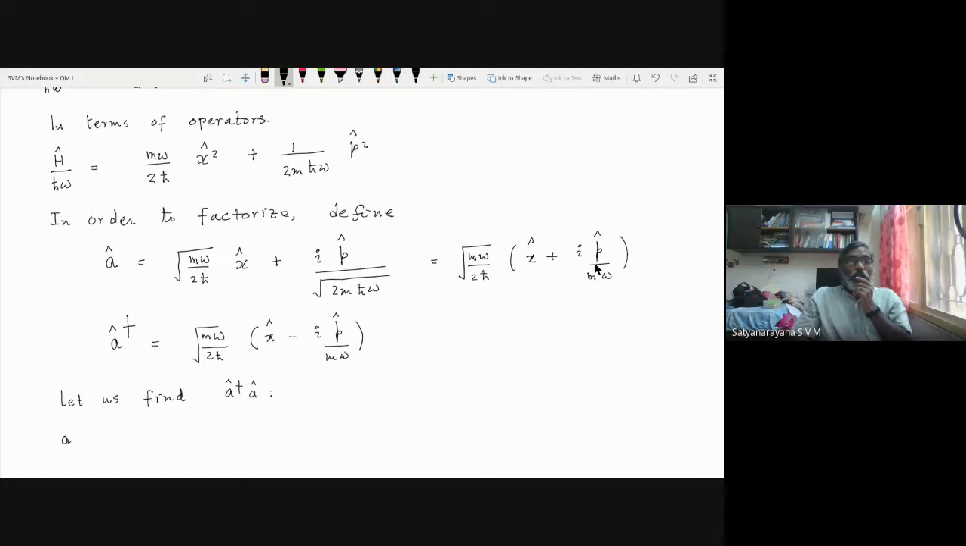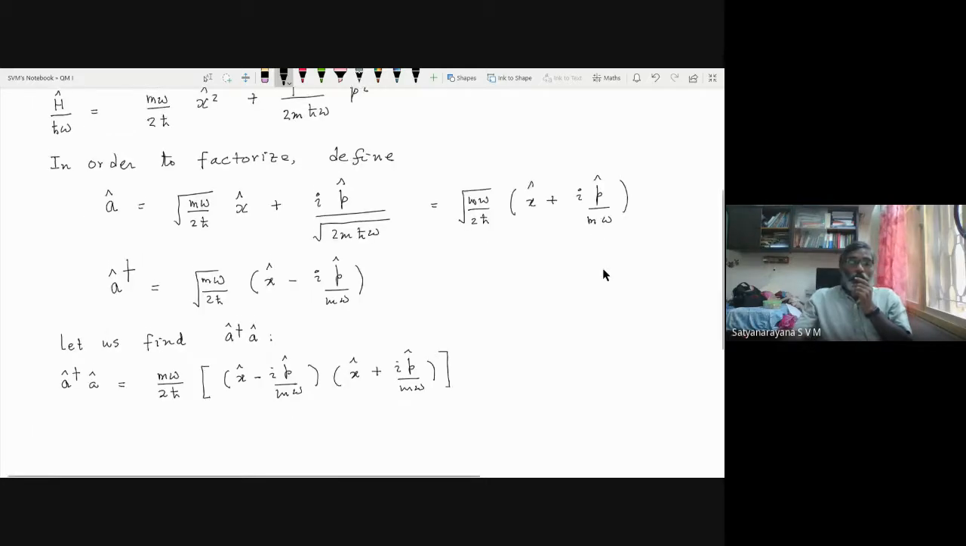So A dagger A is equal to, now M omega by 2 H bar under square root is there in both the terms. So that becomes M omega by 2 H bar. And you have X operator minus IP operator by M omega, this is A dagger, and X operator plus IP operator by M omega, this is for A. So that is what this is.